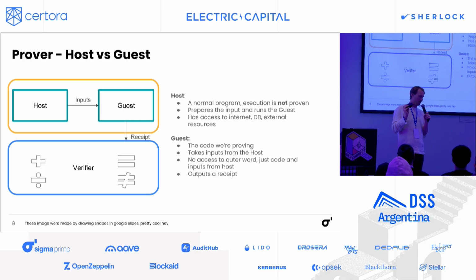And this is taking inputs. Think about the EVM. It doesn't have any access to the outside world when you're in a smart contract. That's the same as the guest code. All it has access to is what the host gives us. Nice. And then the guest outputs a little receipt.